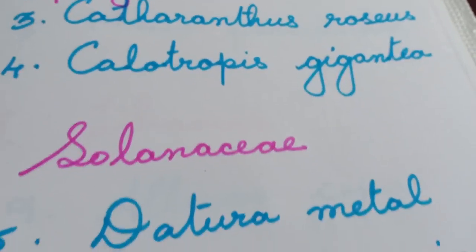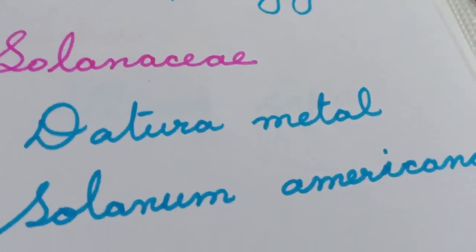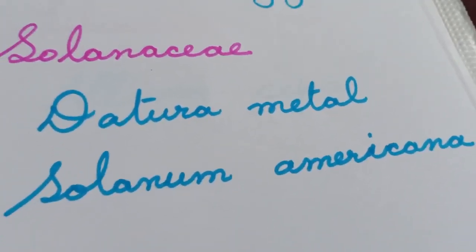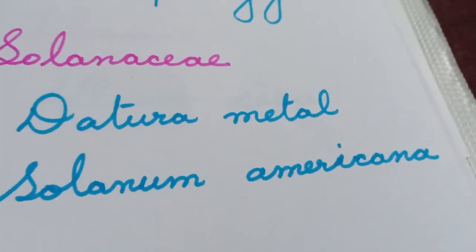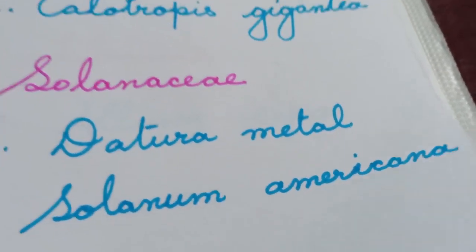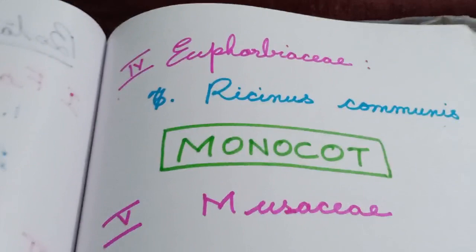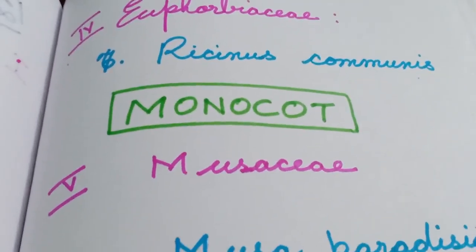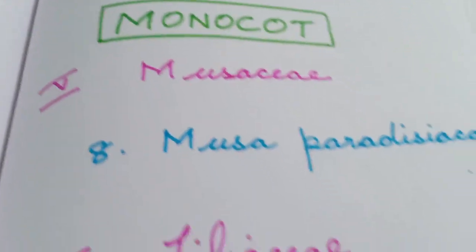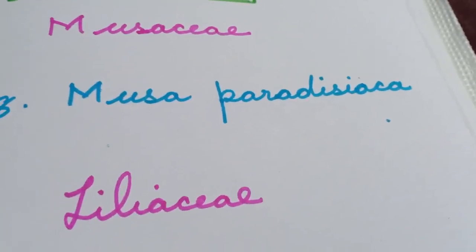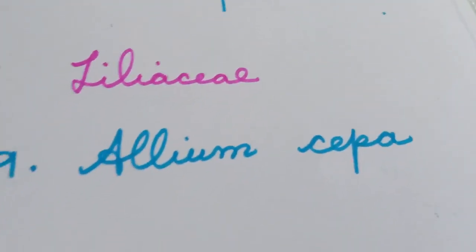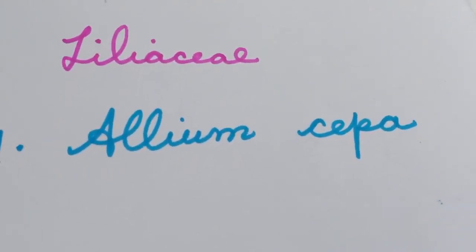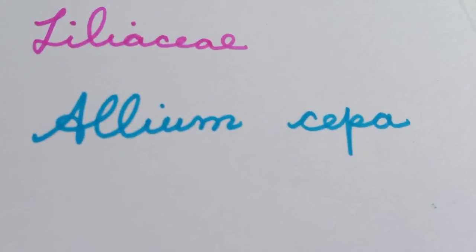Okay. The next, Solanaceae, is Datura metel. Datura metel is Omatampu. Solanum americanum is our Manatakali. Then coming to Euphorbiaceae, Ricinus communis, Amanak chedi. And Musaceae, Musa paradisiaca, banana. Liliaceae, the type study is Allium cepa, which is our onion. So we'll enter into the description of these plants.